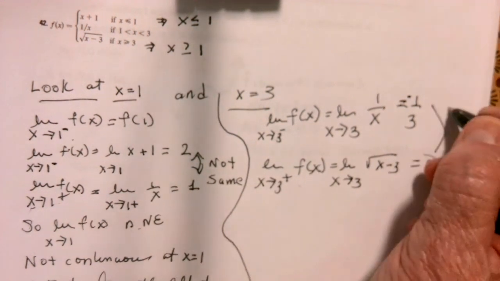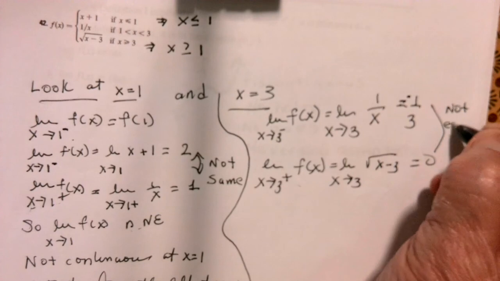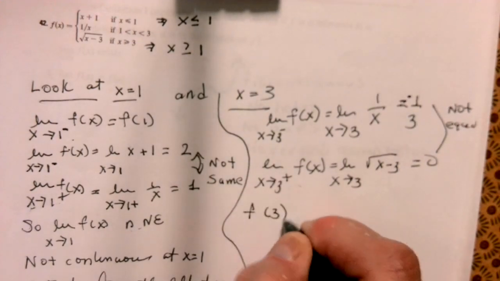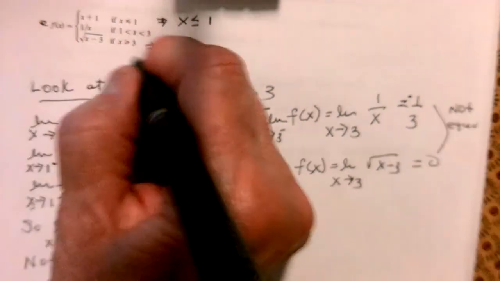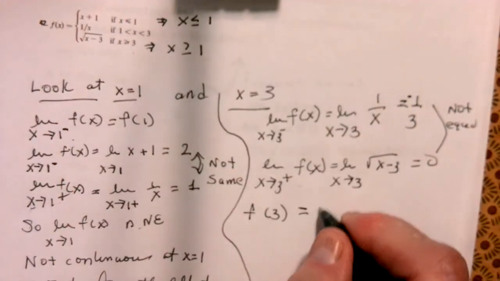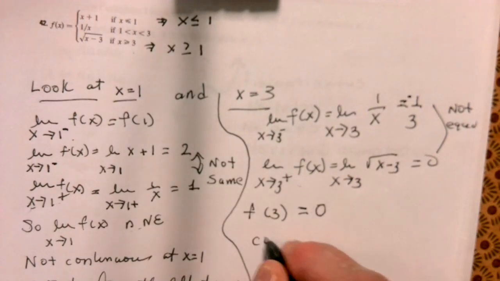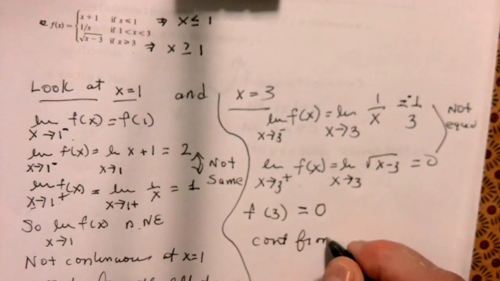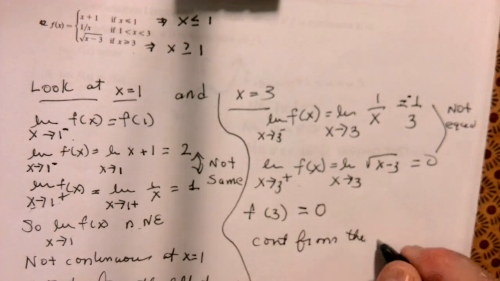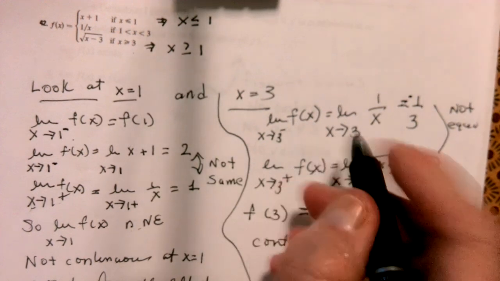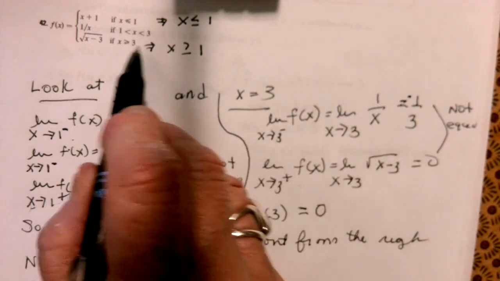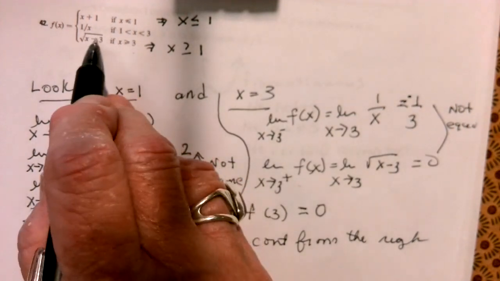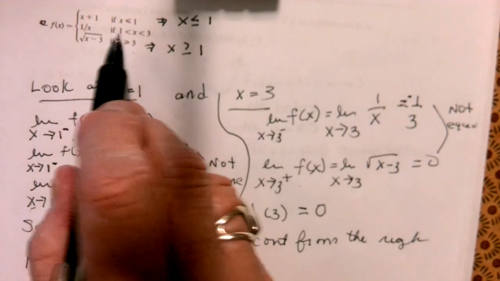So these are not equal. Now, what is f of 3? Since this has the equal under it, f of 3 would be equal to 0. So it's going to be continuous from the right. Why? Because when you're coming into 3 from the right, from numbers greater than or equal to 3, the function value is equal to this limit.